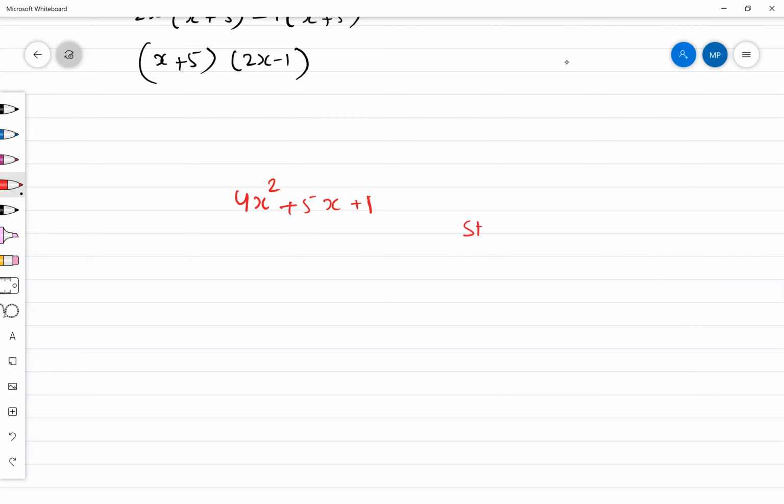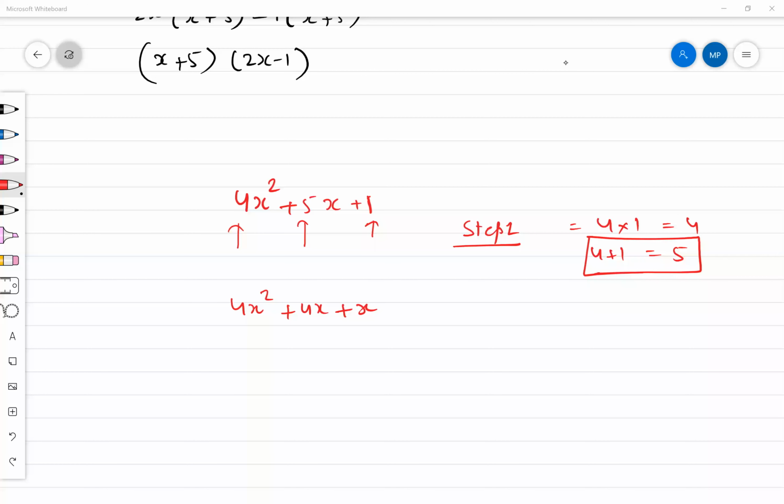Step 1. Multiplication of constant term and the coefficient of x square. That is 4 into 1, that is 4. And I have to get 5 by sum. That is clearly giving me 4 and 1. So my factors are 4x square plus 4x plus x plus 1.